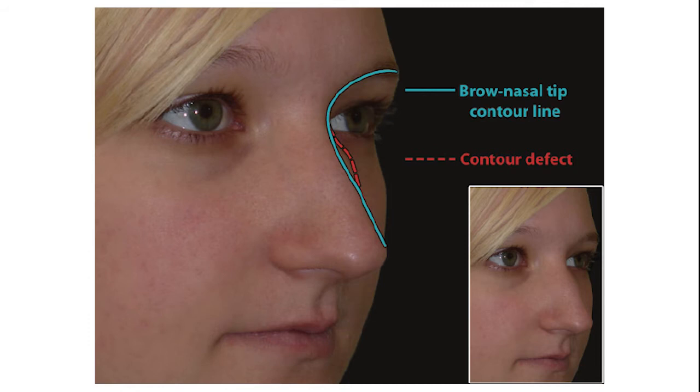For example, the brow nasal tip aesthetic contour line, which extends from the curves of the eyebrow to the nasal tip, should be smooth, gently curving, and devoid of contour defects bilaterally. Fractures or deviations of nasal dorsums are visualized as nasal contour defects, which may be unattractive. When excessive and displeasing to the patient, the correction of such contour defects to conform to the smooth flowing aesthetic lines may be required.